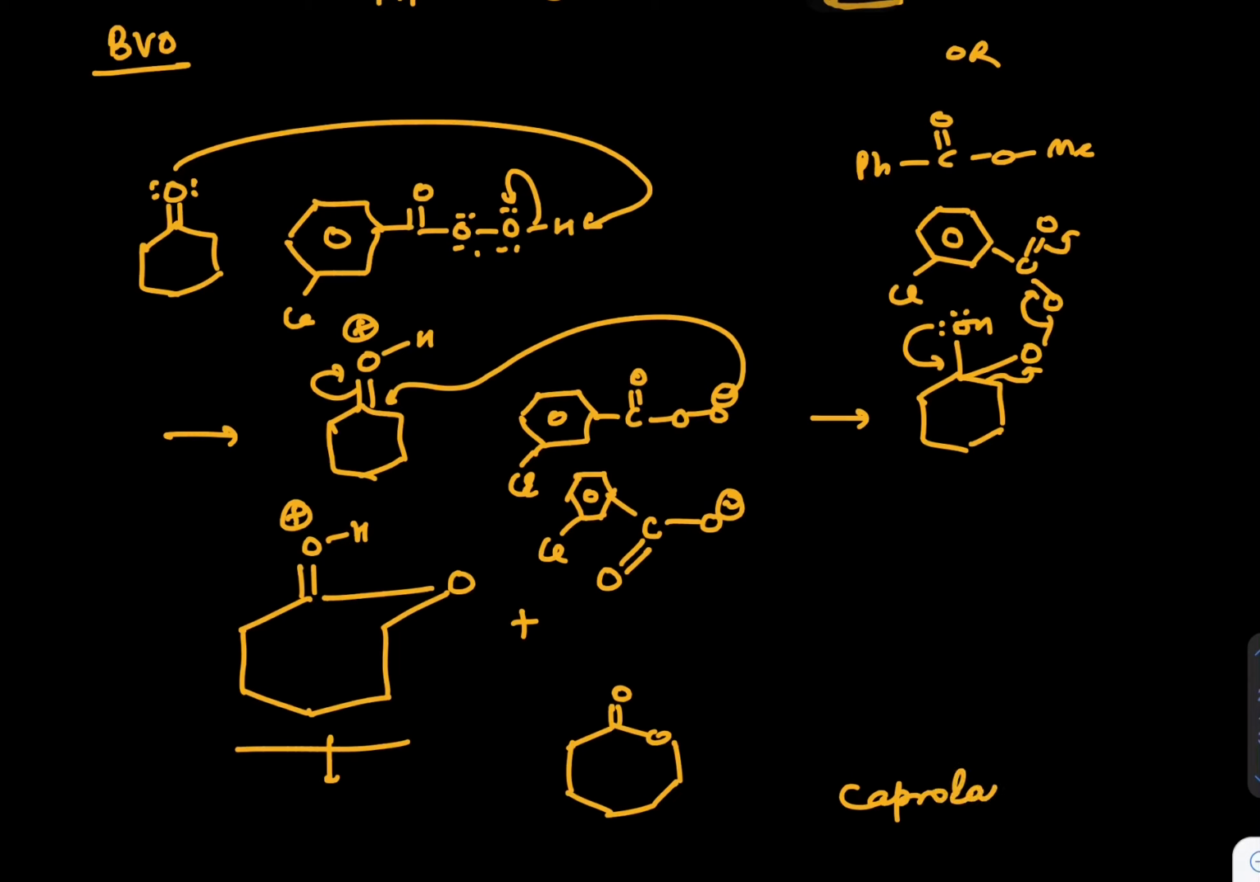So lactone, caprolactone. And when you draw caprolactam, you have to put NH. Remember, you have done this in the Beckmann rearrangement, revise those notes. All these things are recorded and already shared with you in the videos. You can just refer to them.